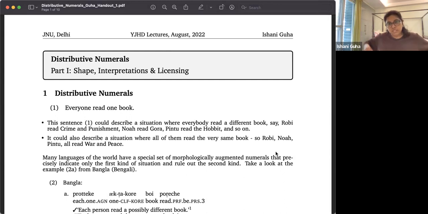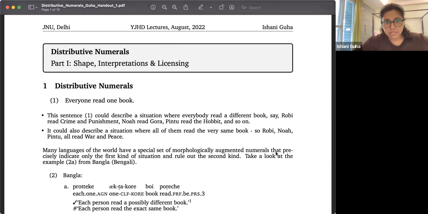Okay, so I hope everybody can see the sentences that I have on the handout. Look at the first sentence: Everyone read one book. Sentences like these usually have two interpretations.